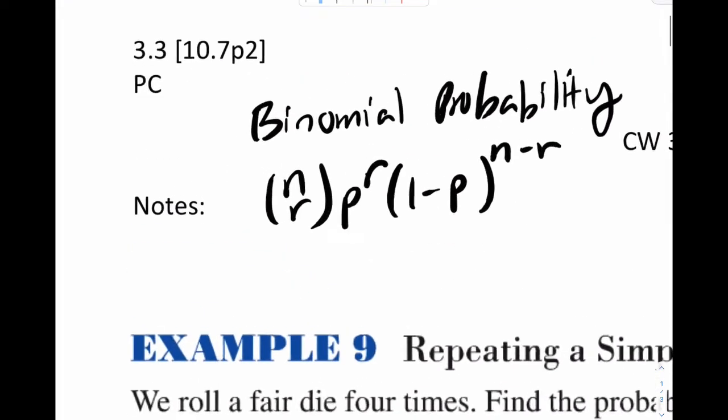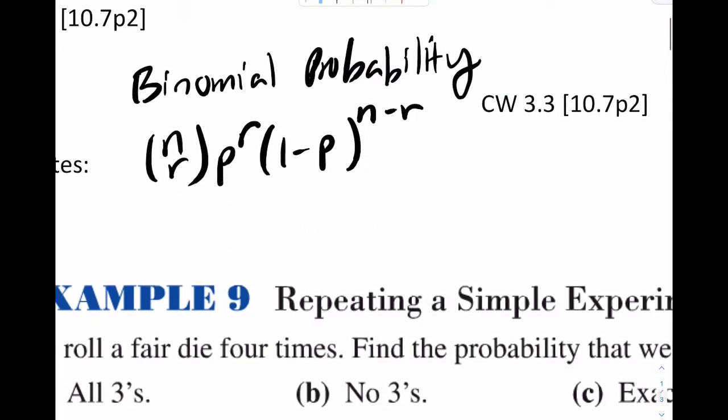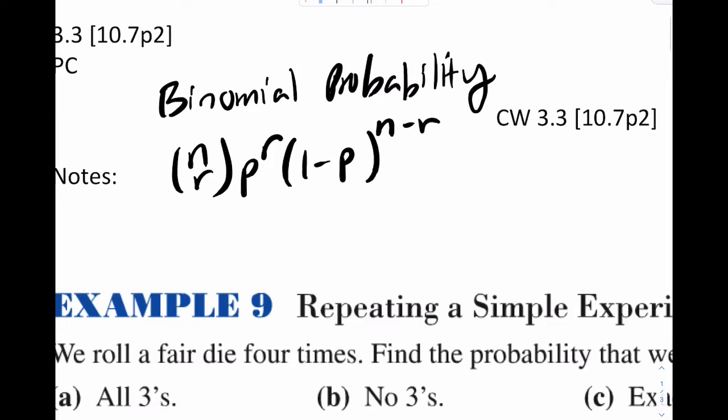Today we'll be talking about binomial probability. So here is the formula we're going to be applying, and today we're going to talk about what exactly is happening. So this n choose r right here, recall that notation simply means n choose r, or the combination function.